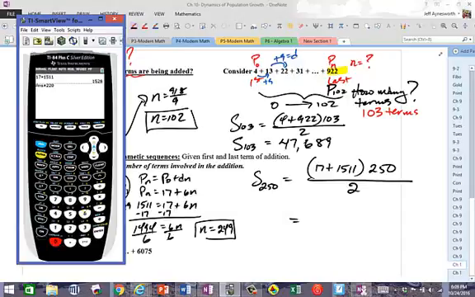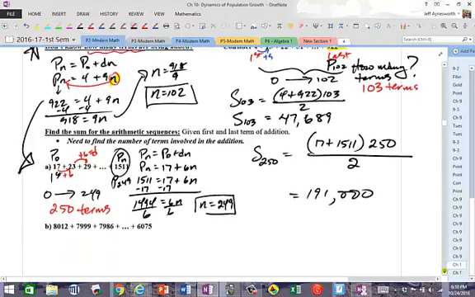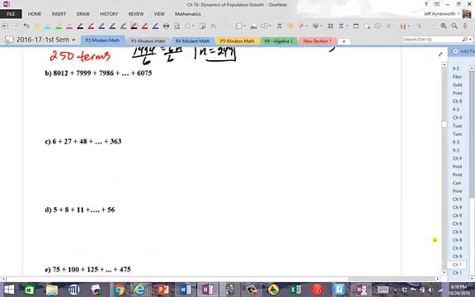I didn't enter it in correctly here, so I have to be careful. Times 250 divided by 2, and you get 191,000. And there is the sum of the first 250 terms in this arithmetic sequence. Now it takes a while to get good, so go ahead and press pause and try the next one here.